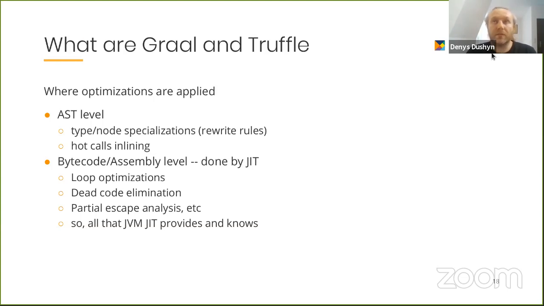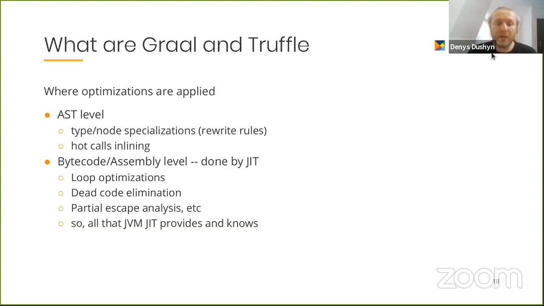You may know that the just-in-time compiler may do inlining of bytecode operations, inlining of methods. On the AST level, it is called hot calls inlining, just another name with a slight difference. After optimizations on the AST level, this tree will be passed to Graal, and Graal will translate this tree into assembly code. And on the bytecode and assembly level, the just-in-time compiler will apply its own optimizations.